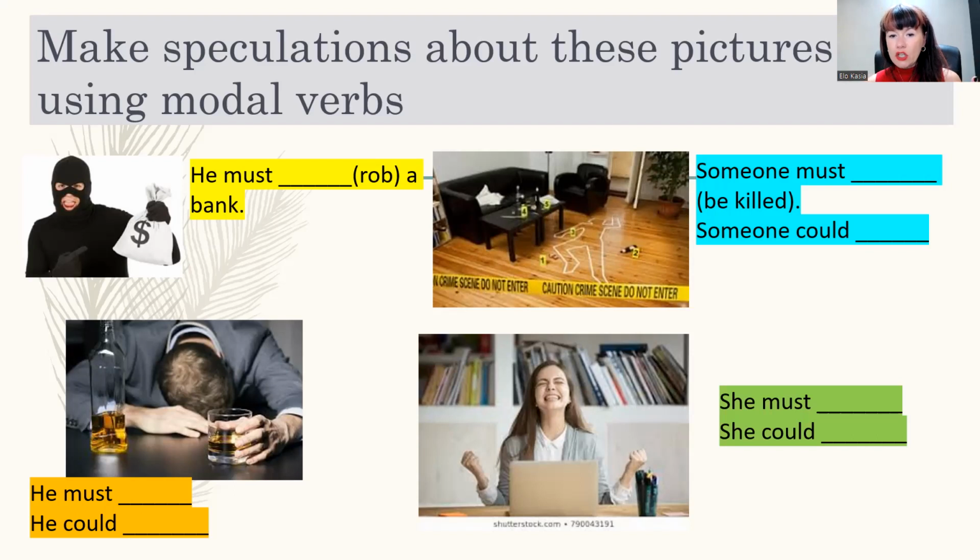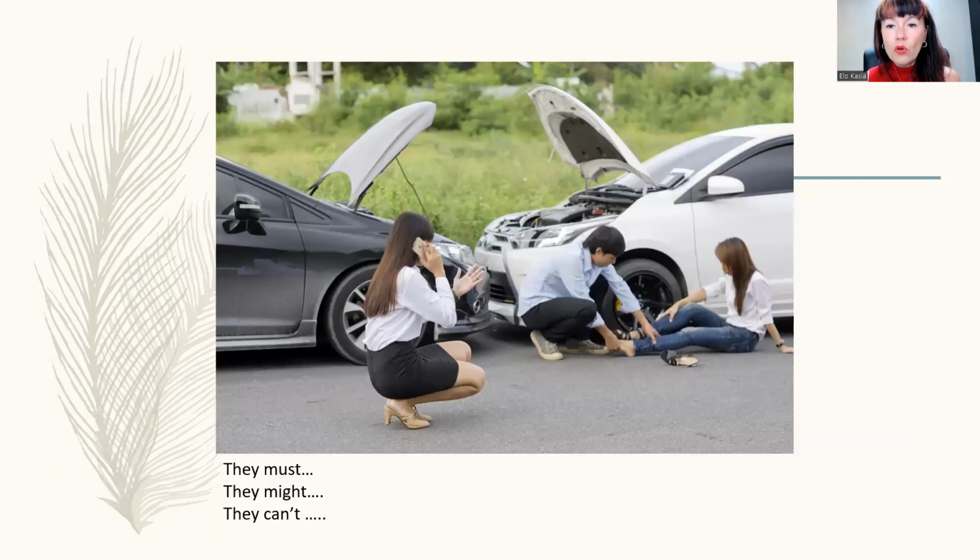Look at the pictures. You don't say she must be sitting in front of a computer, because you can see that. What I want you to do here is to make speculations. This one is easier, but these ones are maybe more difficult. But you can use your imagination and think about different life situations that could have happened to these people. So please do not skip this slide. Pause this slide, do it at your own pace, and try to make proper, correct sentences about these pictures. Okay, super.